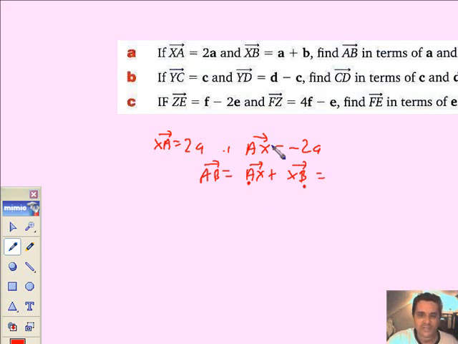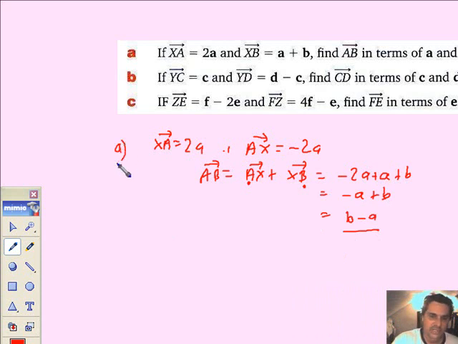Now we just put in the vectors. What is AX? Answer, minus 2A. What is BX? Well, lift it straight from the question, A plus B. So I'm going minus 2A, then go plus A plus B. So minus 2A plus A, it's just algebra now, it's going to be minus A plus the B. Or better still, starting with the positive values first, B minus A. Alright, so that's question A done.